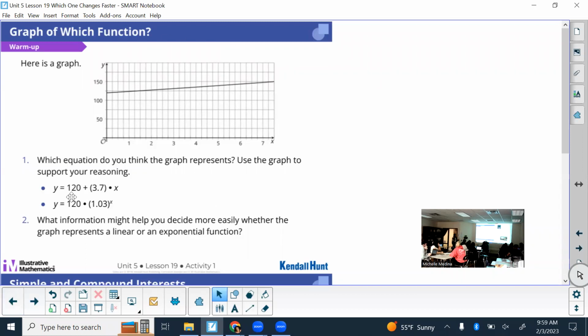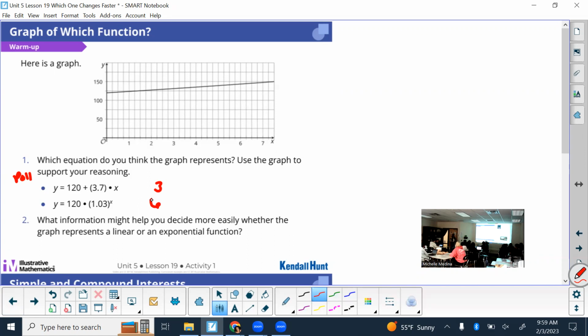So here's your warm-up. There's the graph. Which equation do you think the graph represents? So we'll take a poll. Raise your hand if you think the first equation is best represented by the graph. Three people. Raise your hand if you think the second equation is best represented by the graph. Okay, about 6 people is what I counted.